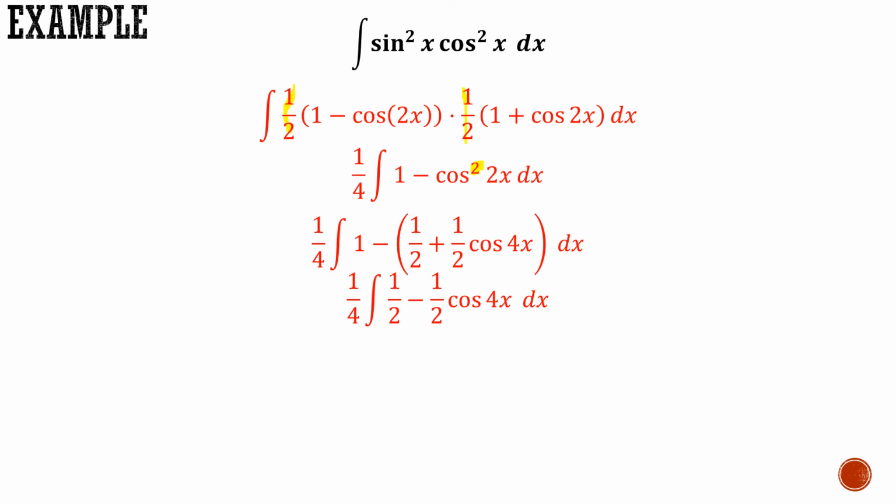And now I can integrate this because I know what these integrals are. So I have 1/8. If I pull out the 1/2, I have 1/8 integral 1 minus cosine 4x dx, and then integrating that, I have 1/8 x minus sine 4x over 4 plus c. And if you wanted to, you could bring that 1/8 back into the integral.